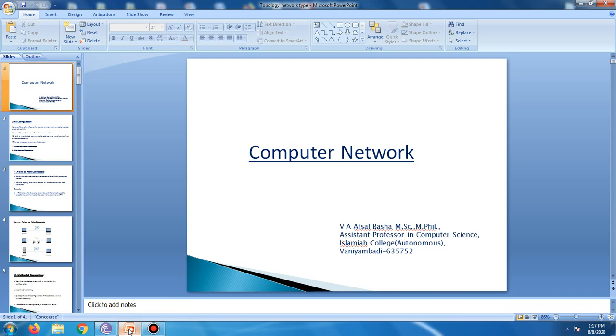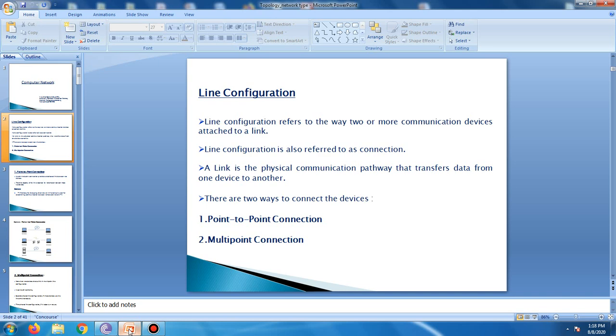Today we will discuss an important topic of computer network: line configuration. How data are transmitted from one device to another. It is important to understand the relationship between the communicating devices.